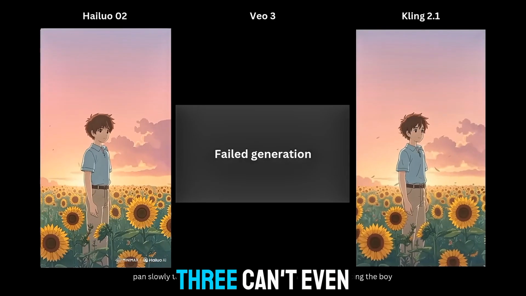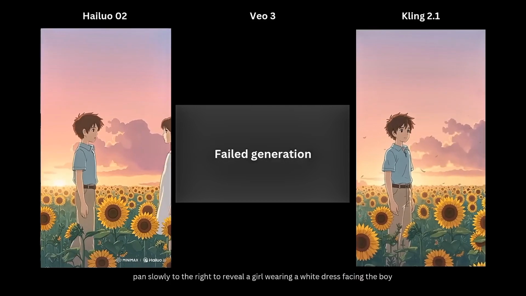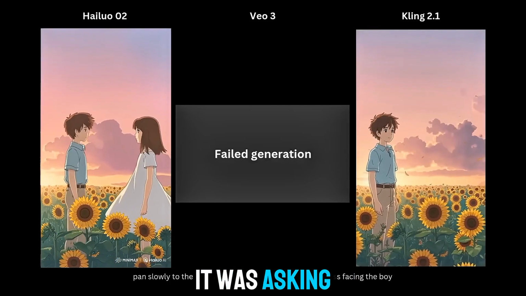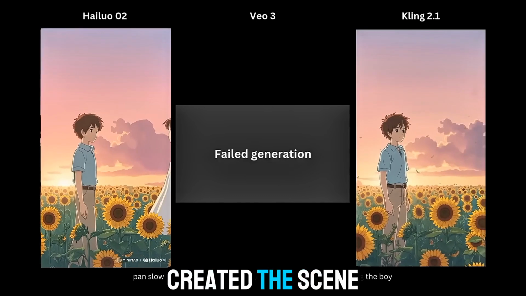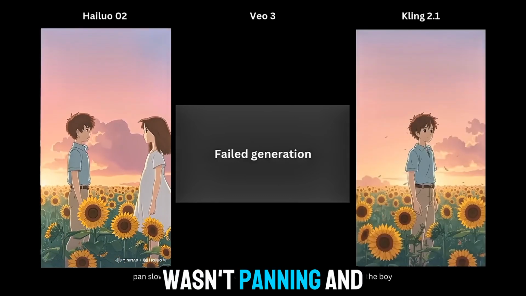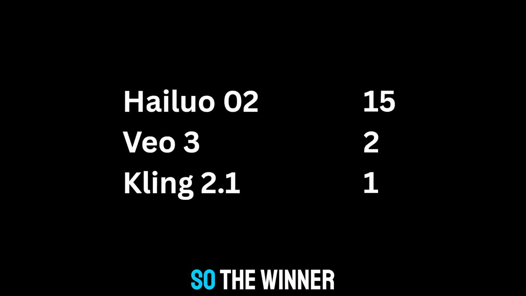Google V03 can't even make vertical videos. When I uploaded the image, it was asking me to crop it horizontally. Kling 2.1 also created the scene, but the camera wasn't panning and the girl was missing too. So the winner of this round is also AI-infoguru.